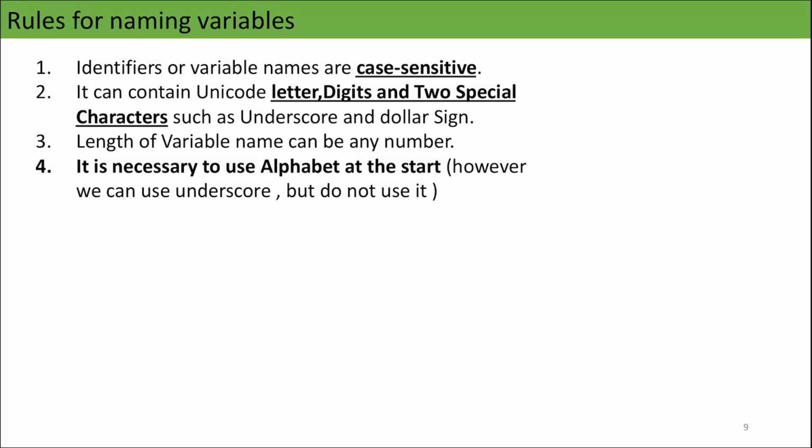It's necessary to use alphabet at the start. It is a must. If you start a variable name with a number, it will not be accepted. It has to start with a text or a letter, alphabet. Okay? So something like student5 is fine, but 5student is not fine. You cannot start with a number. You need to start with text.